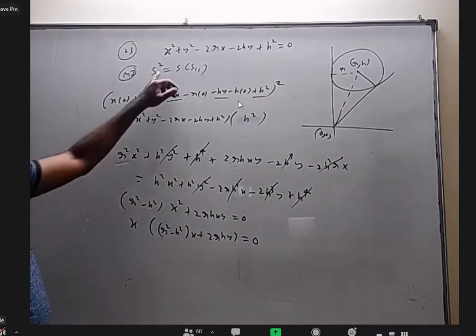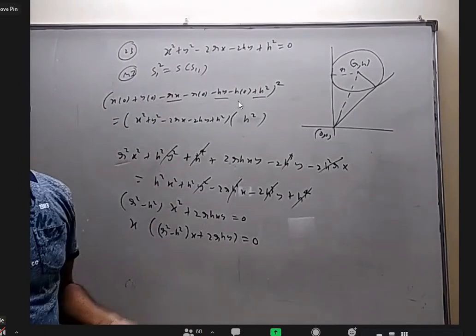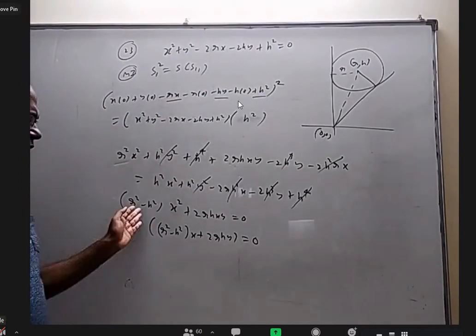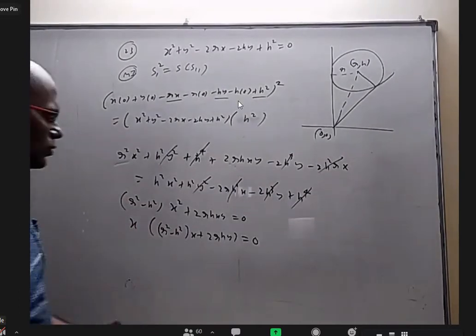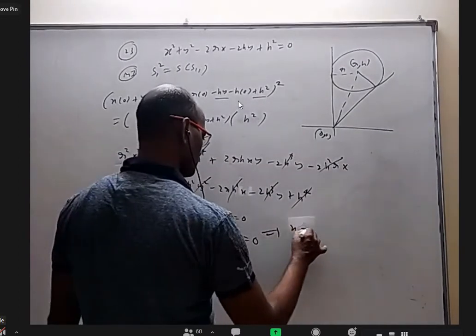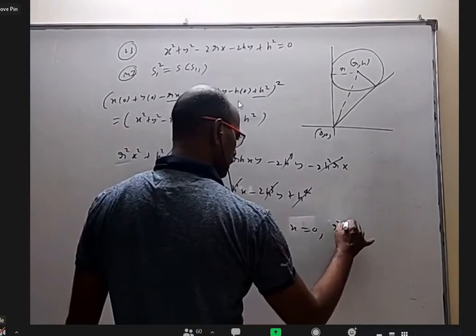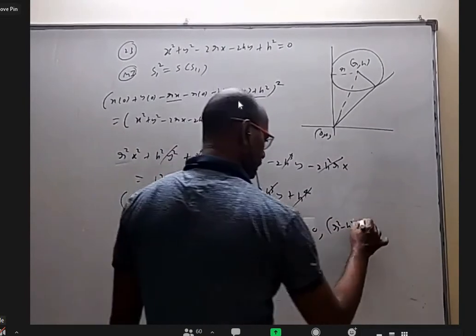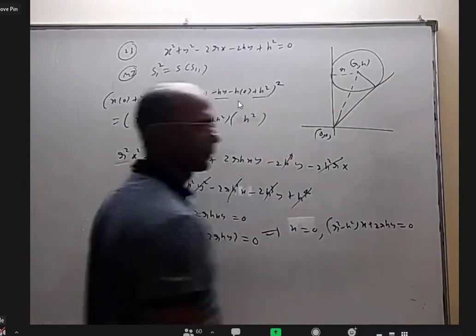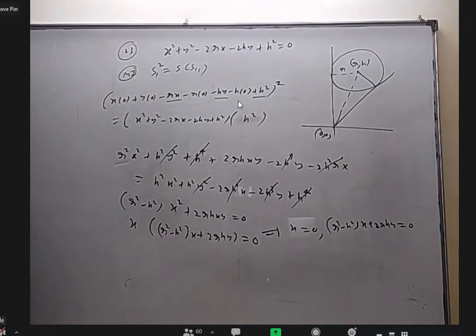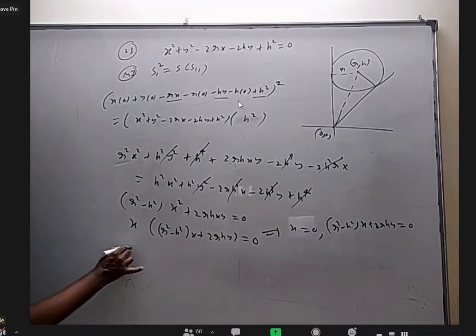Now when you do s1 square to s into s11, you get the combined equation of the tangents from an external point. Normally finding separate lines will take some time, but here it's very easy. Already they got factorized. So we got x equal to 0 and (r square minus h square) x plus 2rhy equal to 0. Okay, this is a formula, so just from the formula.